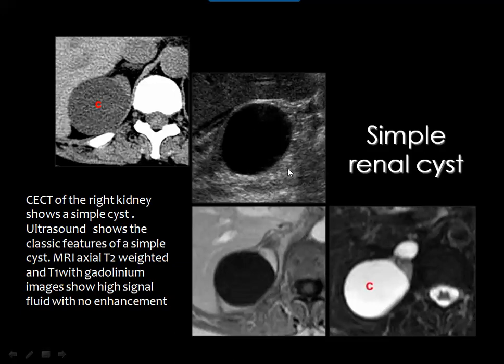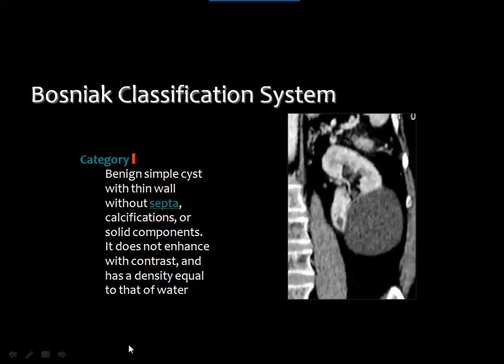This is the ultrasound appearance of a simple renal cyst with posterior acoustic enhancement, which is typical. Simple renal cyst by CT, fluid containing lesion; by MRI, low signal in the T1 and high signal in the T2 weighted images. The Bosniak classification of the renal cysts includes 4 categories for the renal cysts.